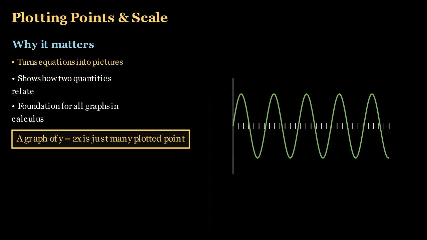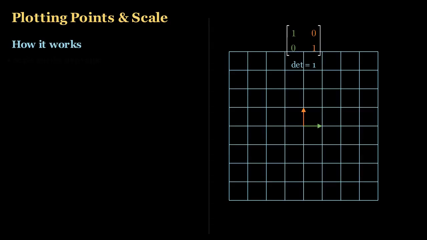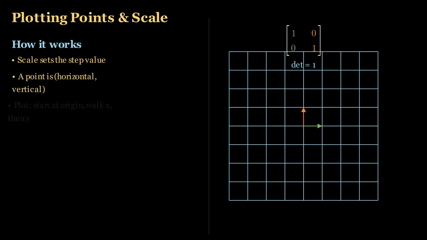The scale tells you what one box or one mark is worth. Often it is 1 unit, but it could be 2, 5, or even 100, depending on the numbers you need to show. A point is always written as an ordered pair, so the order matters. The first number is the horizontal distance from the origin, and the second is the vertical distance.